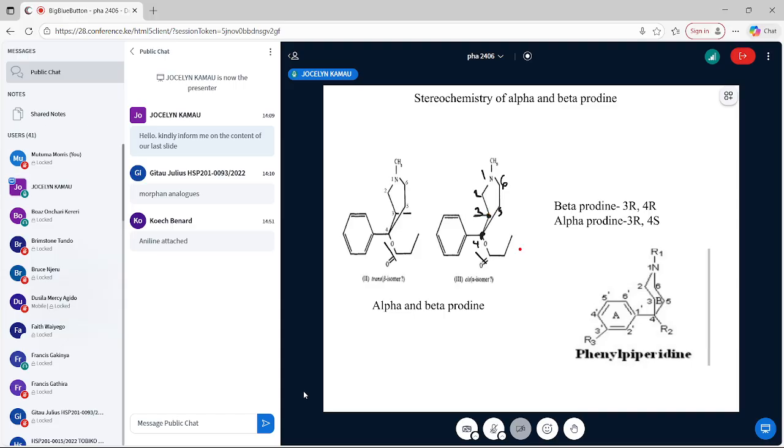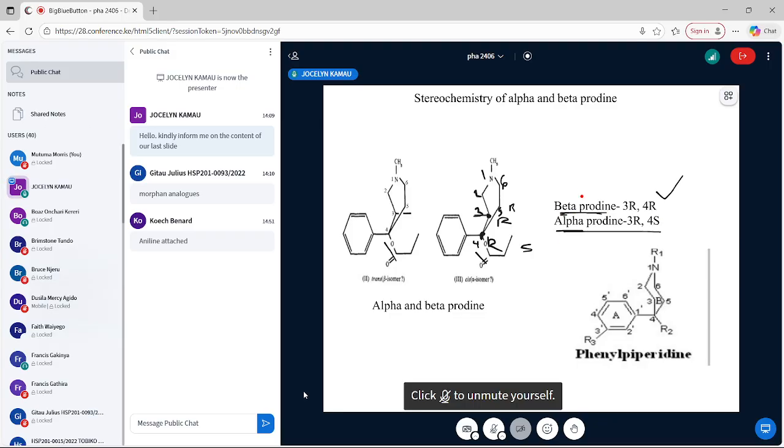So in simplicity, the compound which we call the beta prodine, position 3 has the R configuration, and position 4 has the R configuration. That's what I need you to remember. For the one we call the alpha prodine, position 3 has the R configuration, position 4 has the S configuration. So that is the only difference between the beta prodine and the alpha prodine. Again, the beta prodine, just as we discussed earlier, was found to have much more activity than the compound which is alpha.